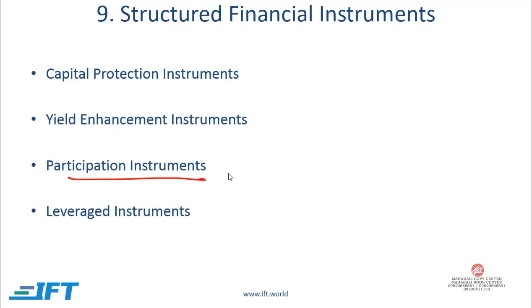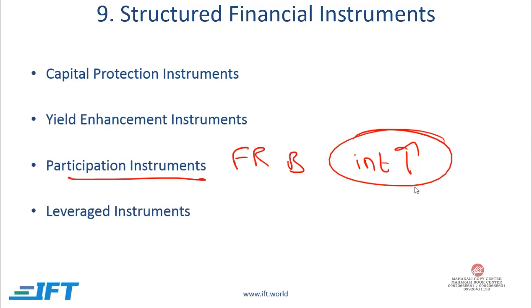Participation instruments. Such instruments allow investors to participate in the return of an underlying asset. The classic example here is of a floating rate bond. With a floating rate bond, the investor benefits if the interest rates go up. So in essence, the investor is participating in interest rate movements. When the interest rates go up, the investor will receive a higher coupon payment. Many participation instruments are designed to give investors indirect exposure to a particular index or some asset price.